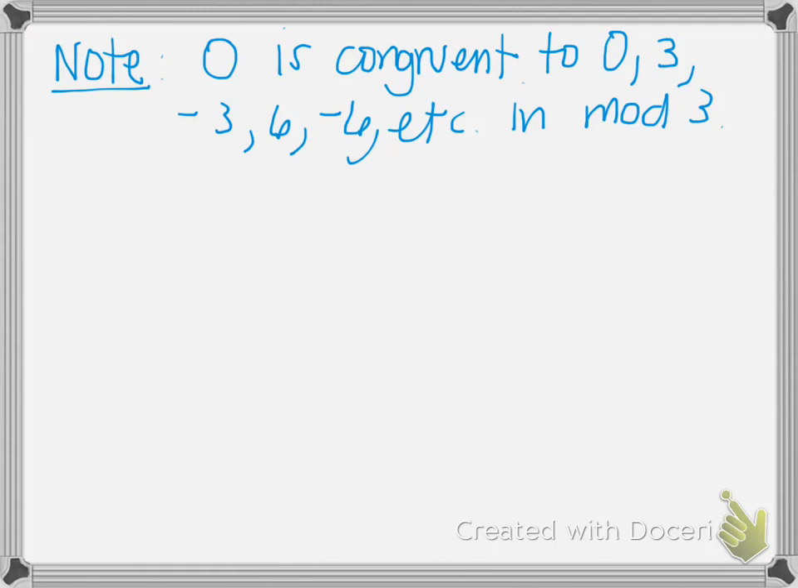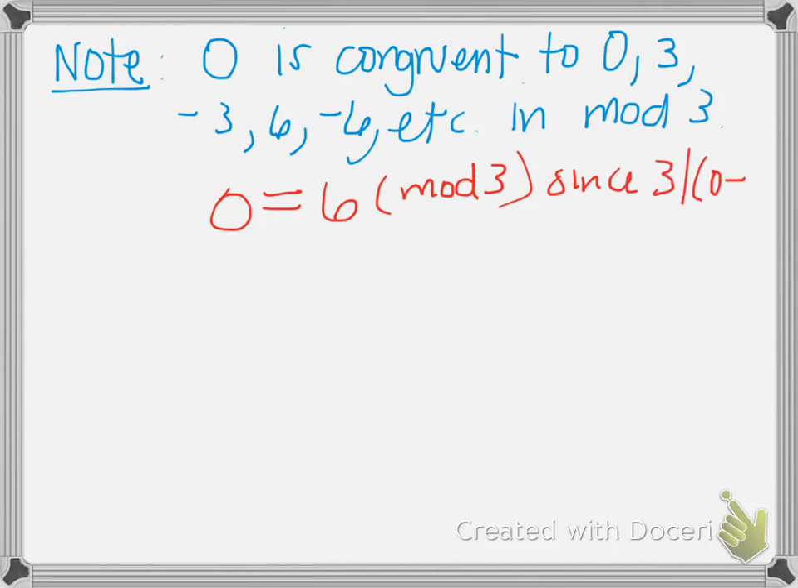So let me clarify, I want to make sure I don't confuse you all. What this statement is saying is that 0 is congruent to 3 and any multiple of 3 in mod 3. So 0 ≡ 6 mod 3, since 3 divides 0 minus 6, and we can continue that. That's why 0 is congruent to every multiple of 3 mod 3.